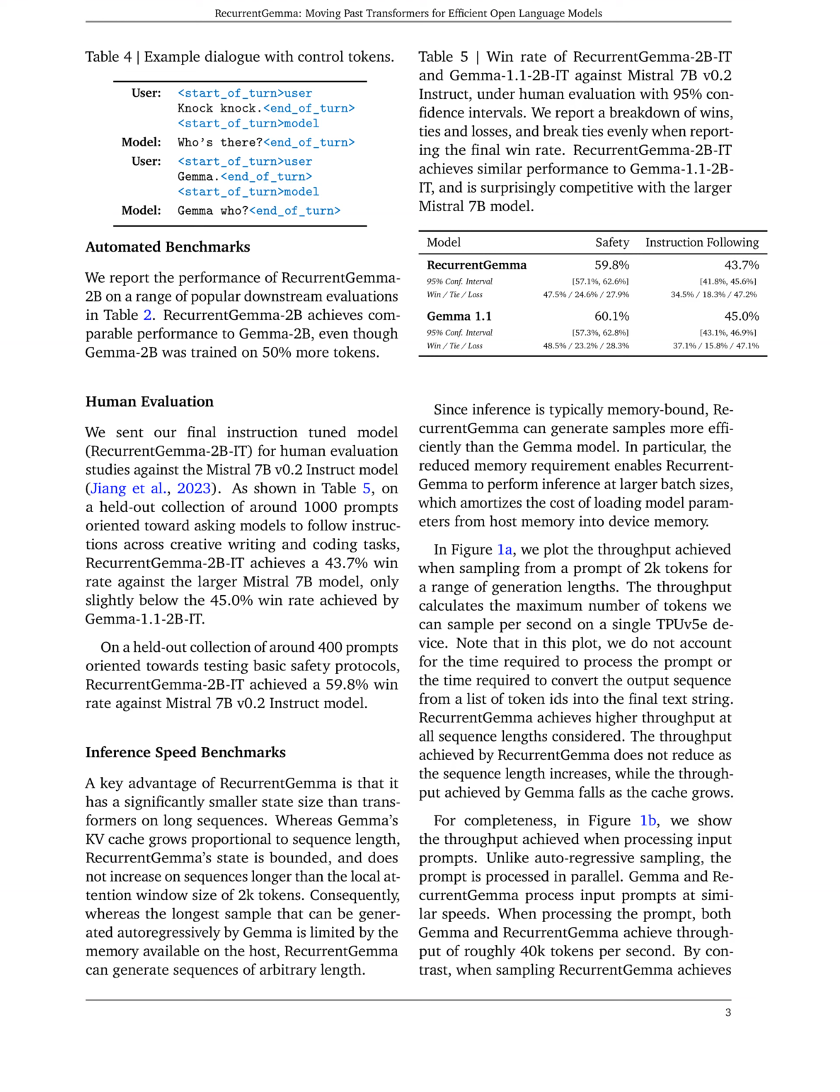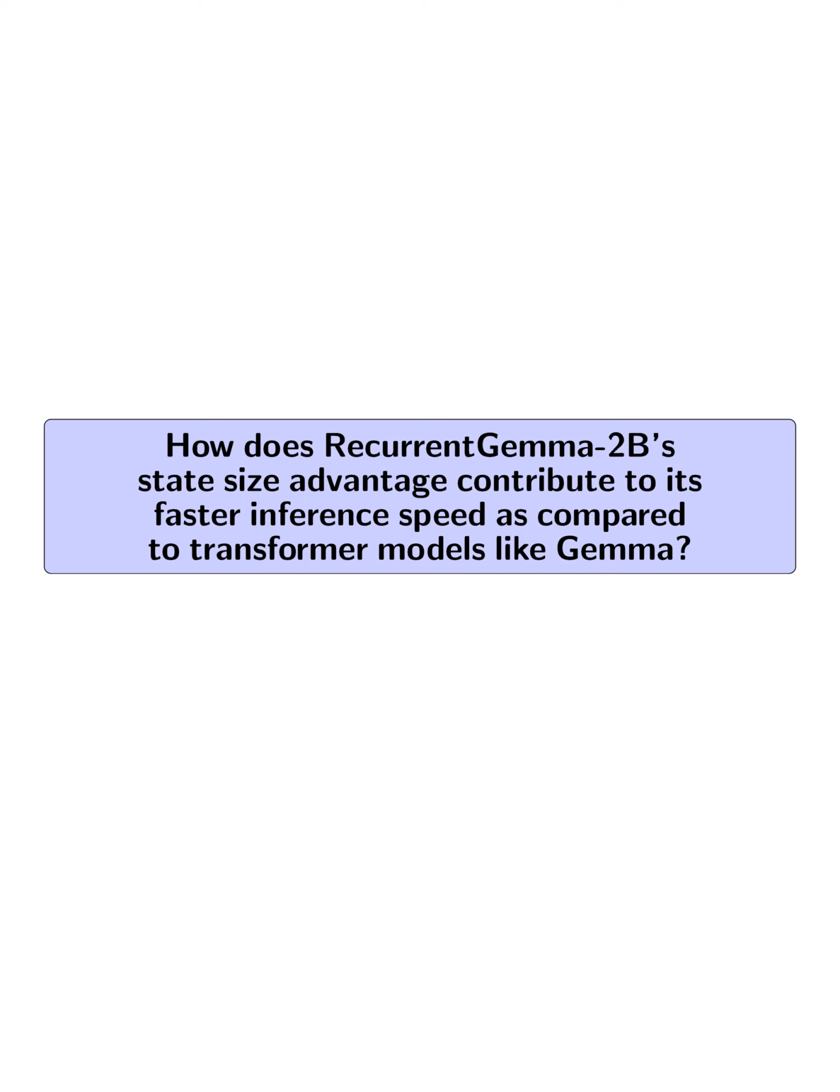Additionally, around 400 prompts were used to test basic safety protocols, resulting in RecurrentGemma-2B achieving a 59.8% win rate against Mistral 7B v0.2 Instruct model. These evaluations demonstrate the model's performance and capabilities in various tasks and scenarios, highlighting its effectiveness and competitiveness in the field.